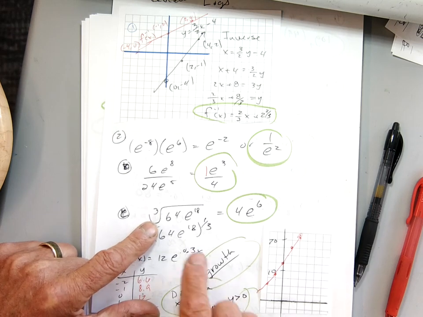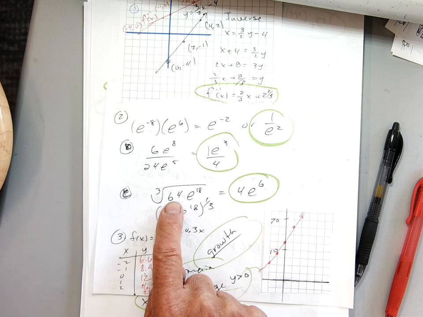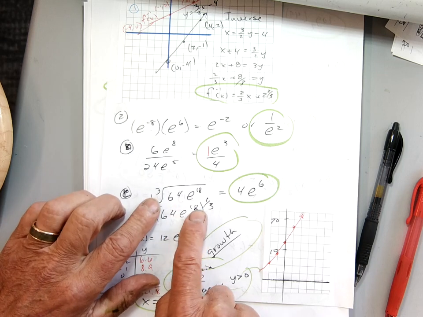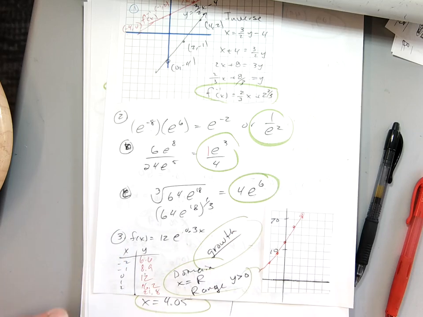C, with a cube root, first I did the cube root of 64, which is 4, because 4 times 4 times 4. And then I took 1/3 of the exponent, because a cube root is like 1/3, and I got e to the 6, okay?